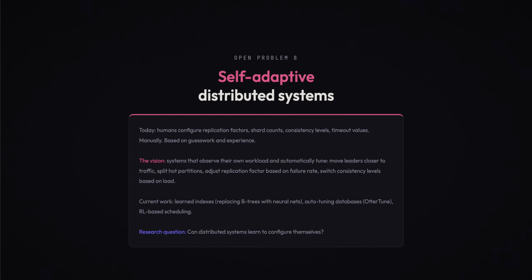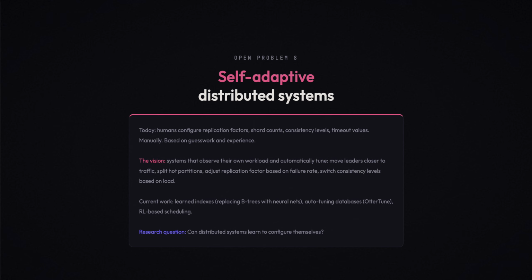Open Problem 8, Self Adaptive Distributed Systems. Today, humans configure everything. Replication factor set to 3. Hopefully that's right. Number of shards, pick 64. Maybe we'll need 128 later. Timeout value 500 milliseconds. Who knows if that's optimal?